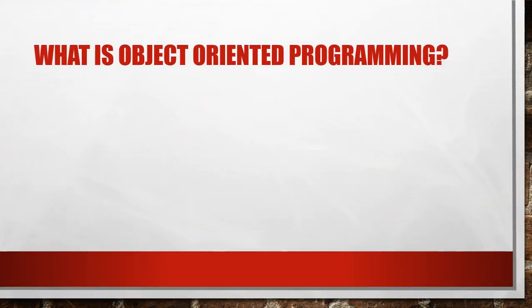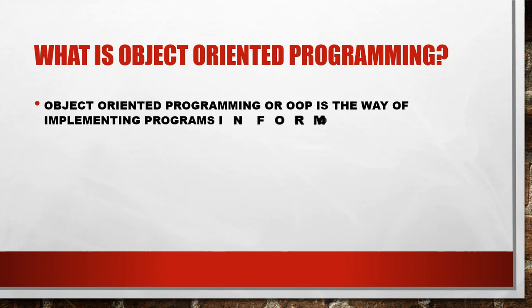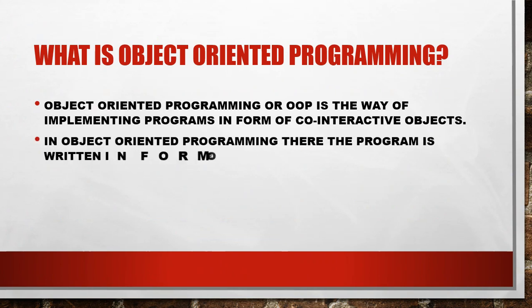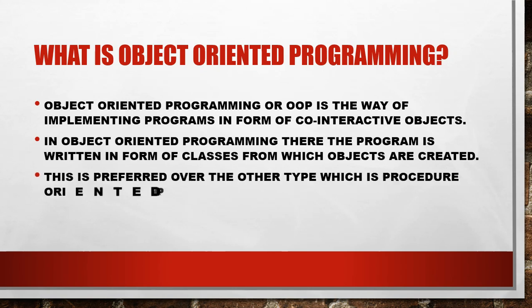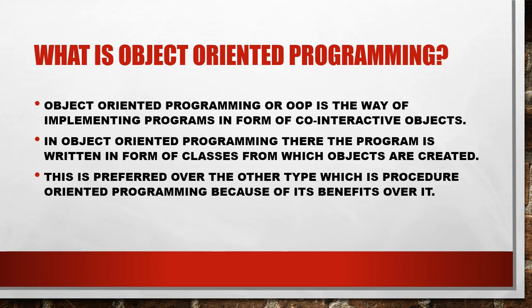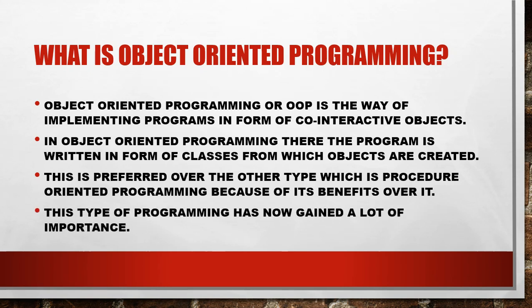Let's get started. So, to start, what is object-oriented programming? Object-oriented programming or OOP is the way of implementing programs in form of interactive objects. In object-oriented programming the program is written in form of classes from which objects are created. This is preferred over the other type, which is procedure-oriented programming, because of its benefits over it. This type of programming has now gained a lot of importance.